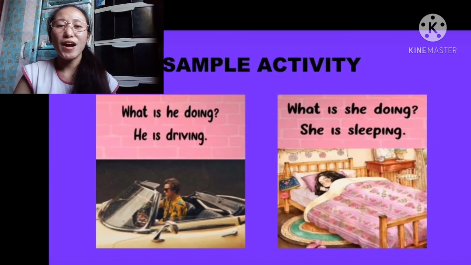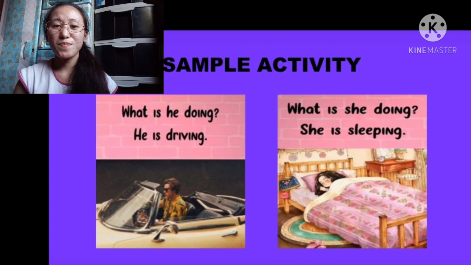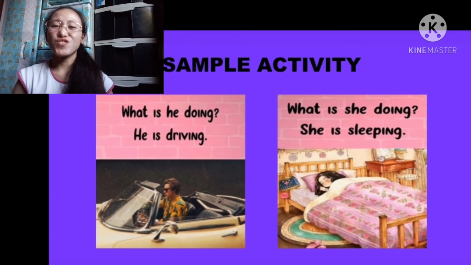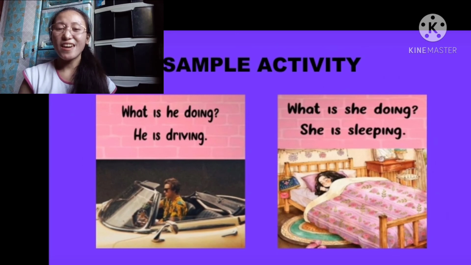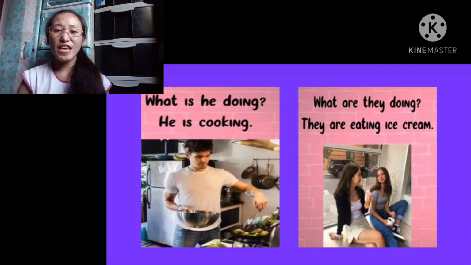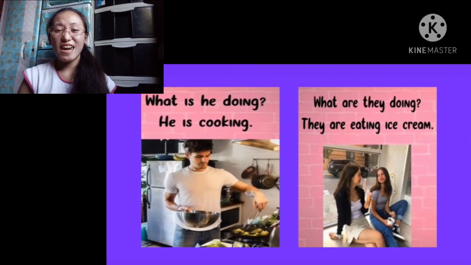So we are now at the last part of the discussion. I have prepared 4 different pictures. Now let's try to answer it. Sample activity. Look at the first picture. What is he doing? He is driving. In the second one, what is she doing? She is sleeping. In the third one, what is he doing? He is cooking. Then finally, in the last picture, what are they doing? They are eating ice cream.